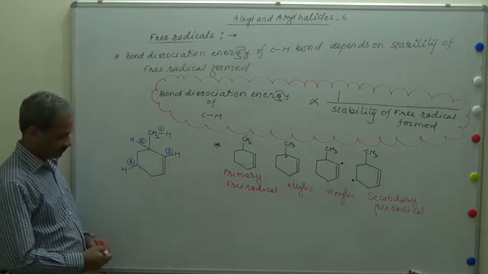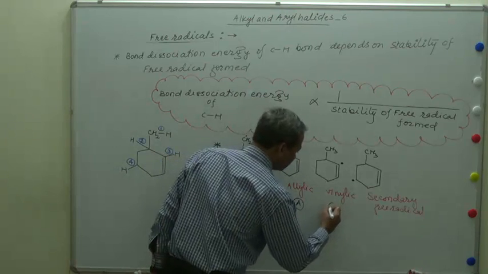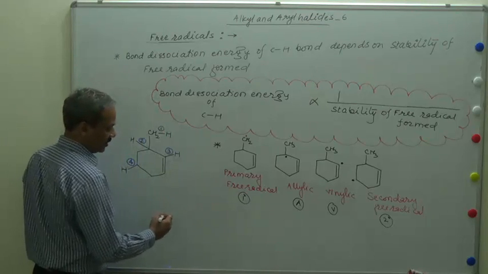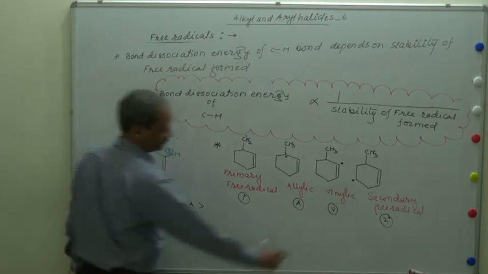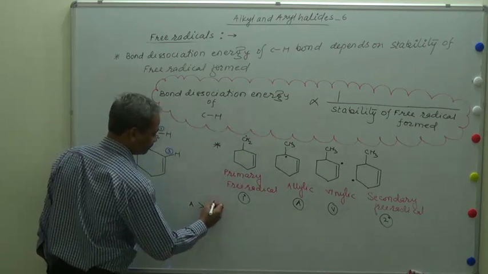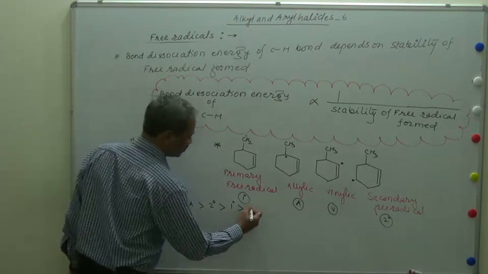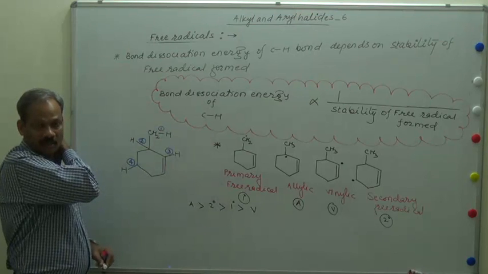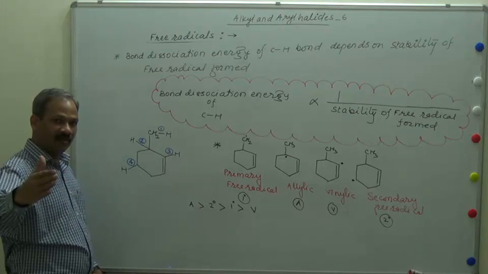Now, order of their stability, you will notice that, let's say, this is 1 degree, this is allylic, this is vinylic, and this is 2 degree. Order of their stability is allylic free radical is more stable than 2-degree free radical. That is more stable than 1-degree free radical. And that is more stable than vinylic free radical. Yes, based on the general decreasing order of stability of various types of free radicals, we studied benzylic greater than allylic, greater than 3 degree, greater than 2 degree, greater than 1 degree, and greater than vinylic.